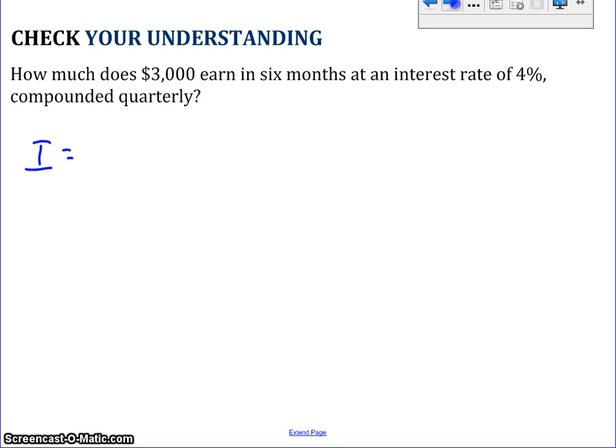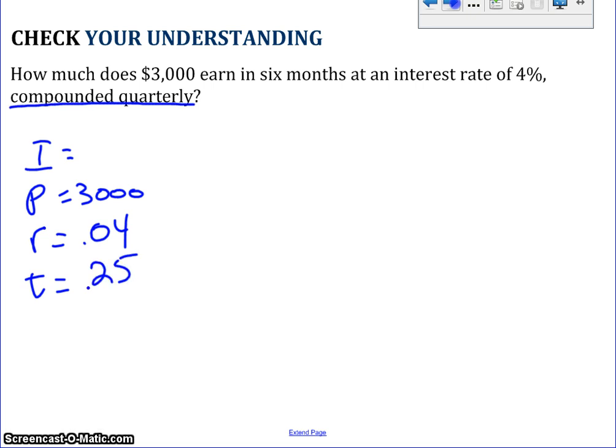All right, this question says, how much does $3,000 earn in a 6-month period at an interest rate of 4% compounded quarterly? So the compound is the key that we're looking at. That was just like the question prior to this one, except the only difference is the other question asked for 3 months, this asked for 6 months. So you should have done this process 2 times to get the correct and final answer.